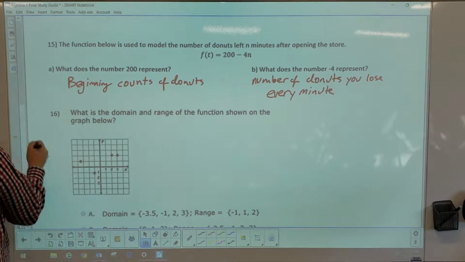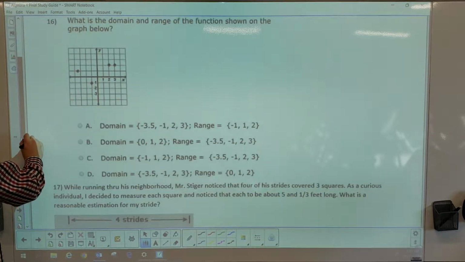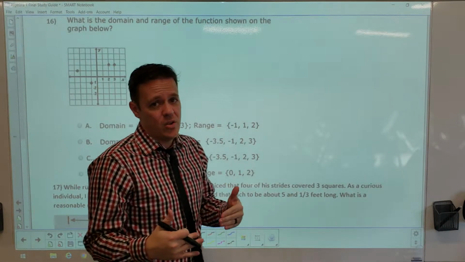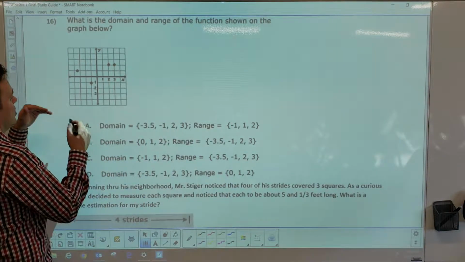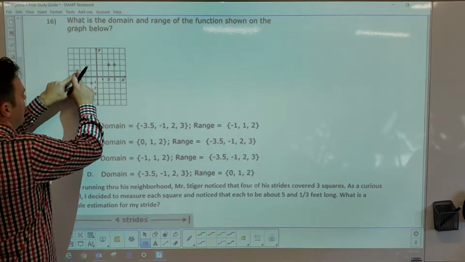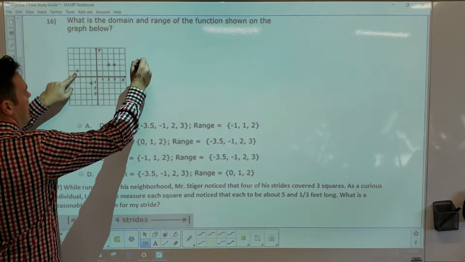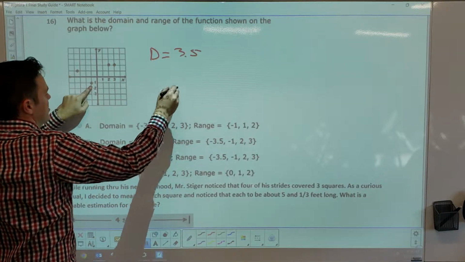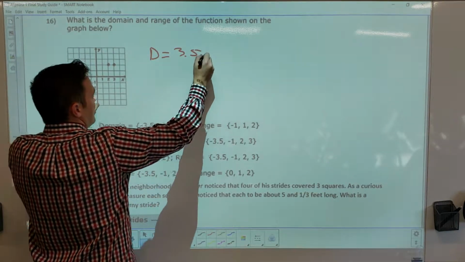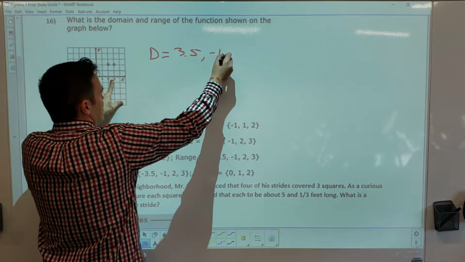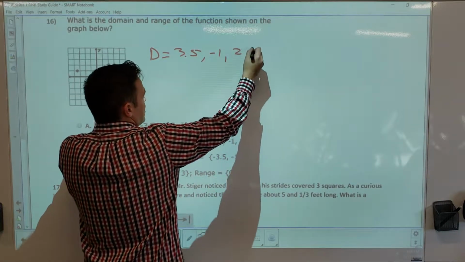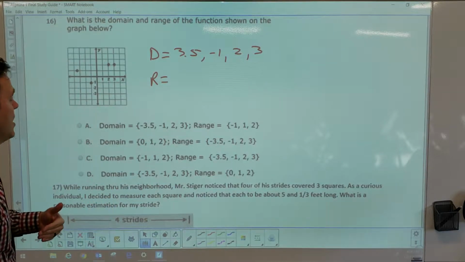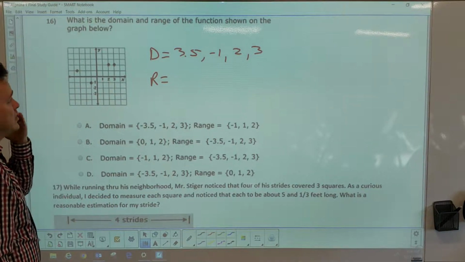Okay? 16. What is the domain and range of the function of the graph shown below? Remember, domain is the x values. So on here, when it's talking about a function, we have our first x value at 3.5. So it's d equals 3.5. It also equals the x value here of -1. It also equals 2, and it also equals 3. And then the range is the y values. And this you only represent one time if it's duplicated.